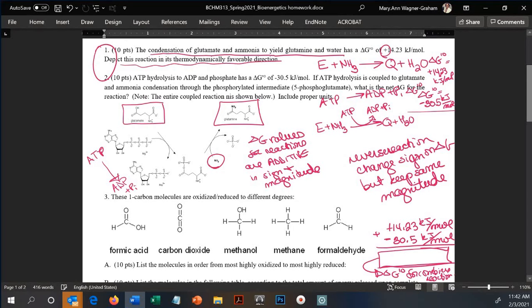Got it? Yes, Preston has got it. Don't forget your units. Always make sure that you're providing the proper units. And please always work in joules or kilojoules. You could also work in calories, but it's more standard to just use joules.